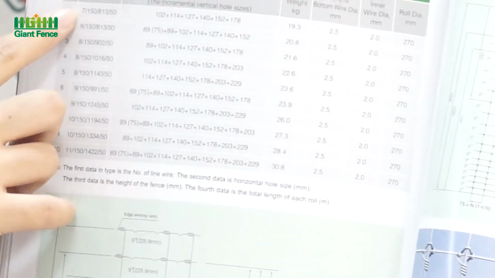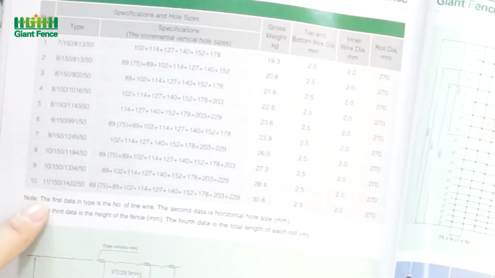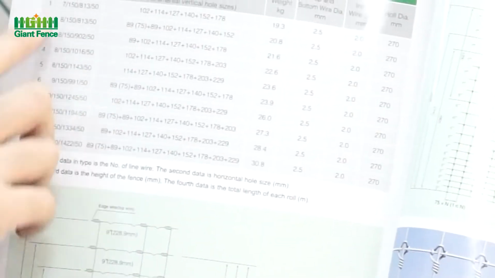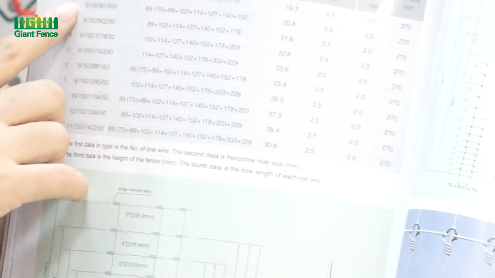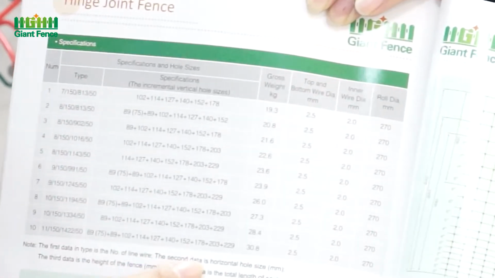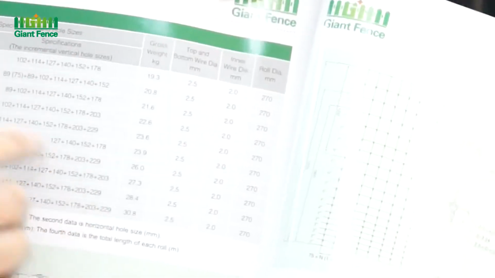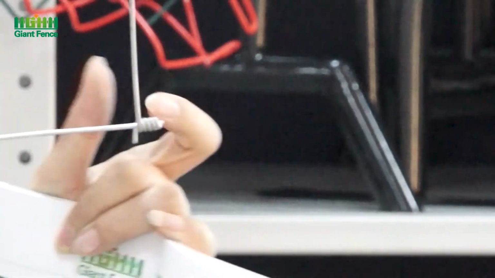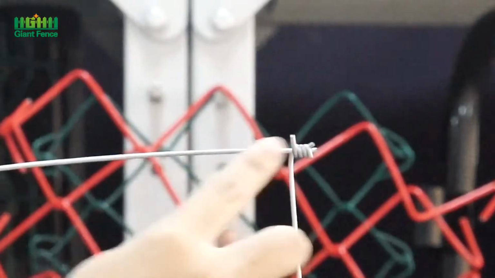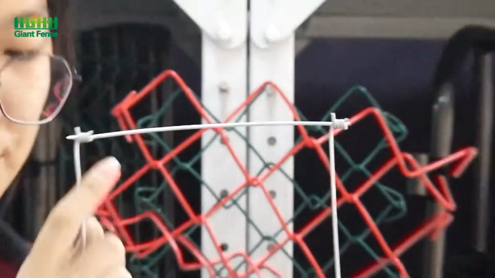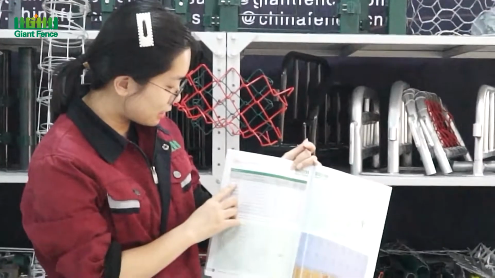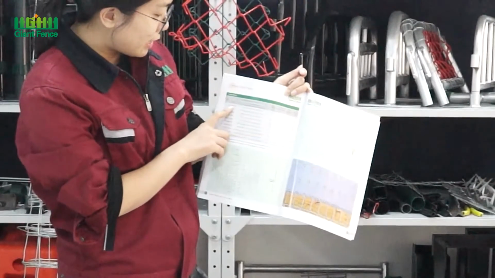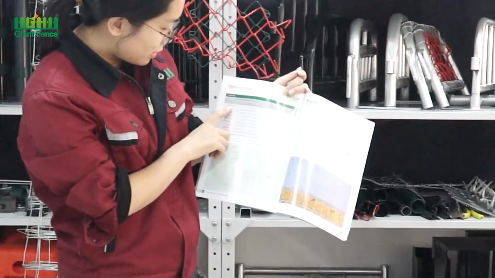For this one, the first 7, what is the 7? The first digit in the type is the number of the line wire, the quantity of the wire. And the second digit is the horizontal hole size. So the 150 is the hole size, such as this, the horizontal hole size is 150 millimeters. And the next one is the height of the fence. This one is 813 millimeters.